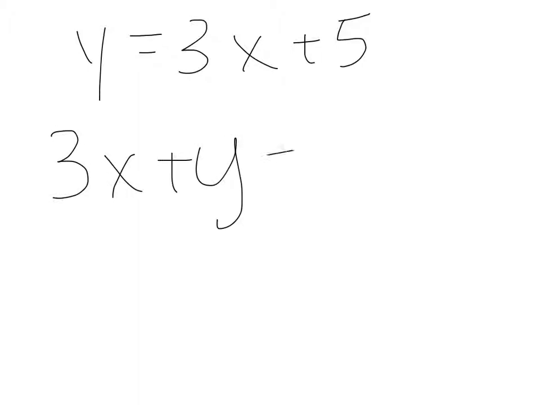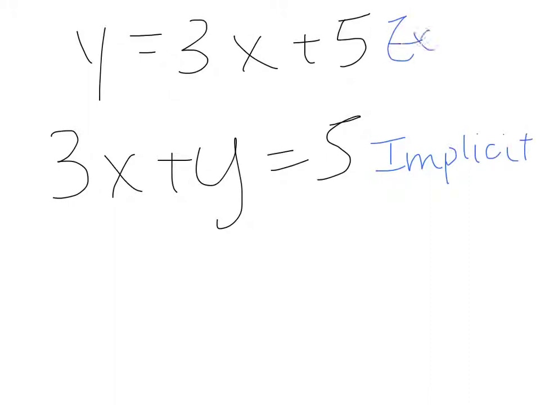Now I mentioned implicit form earlier. Basically what it means is that you don't say something, for example, y equals 3x plus 5. This is an equation in explicit form. An equation in implicit form would be like 3x plus y equals 5. Your y isn't isolated, which means that unlike this one, this is implicit. The only difference between implicit and explicit is whether the y is isolated.